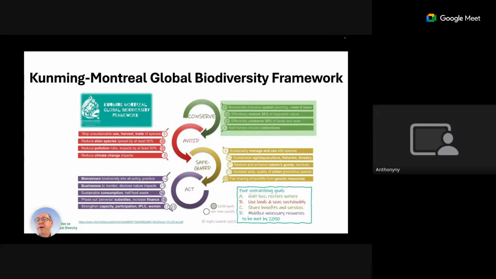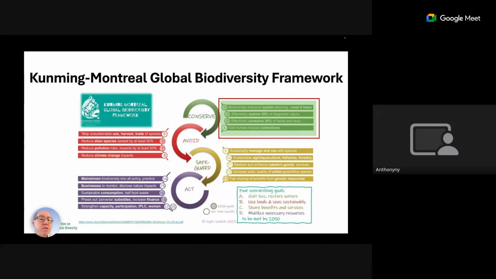What are we doing about it? So the Kunming-Montreal Global Biodiversity Framework, which has been ratified by countries within the United Nations. I wanted to highlight these four different targets here. The first, biodiversity-inclusive spatial planning. That's what I'm going to be talking about, marine spatial planning. This applies to land and the ocean, but I'm going to be focusing on marine here.